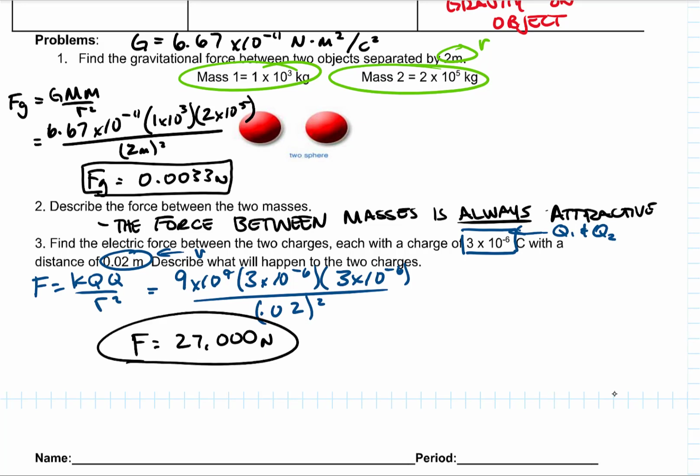And it's worth pointing out that the electric force is a stronger force than the force of gravity. It just is.